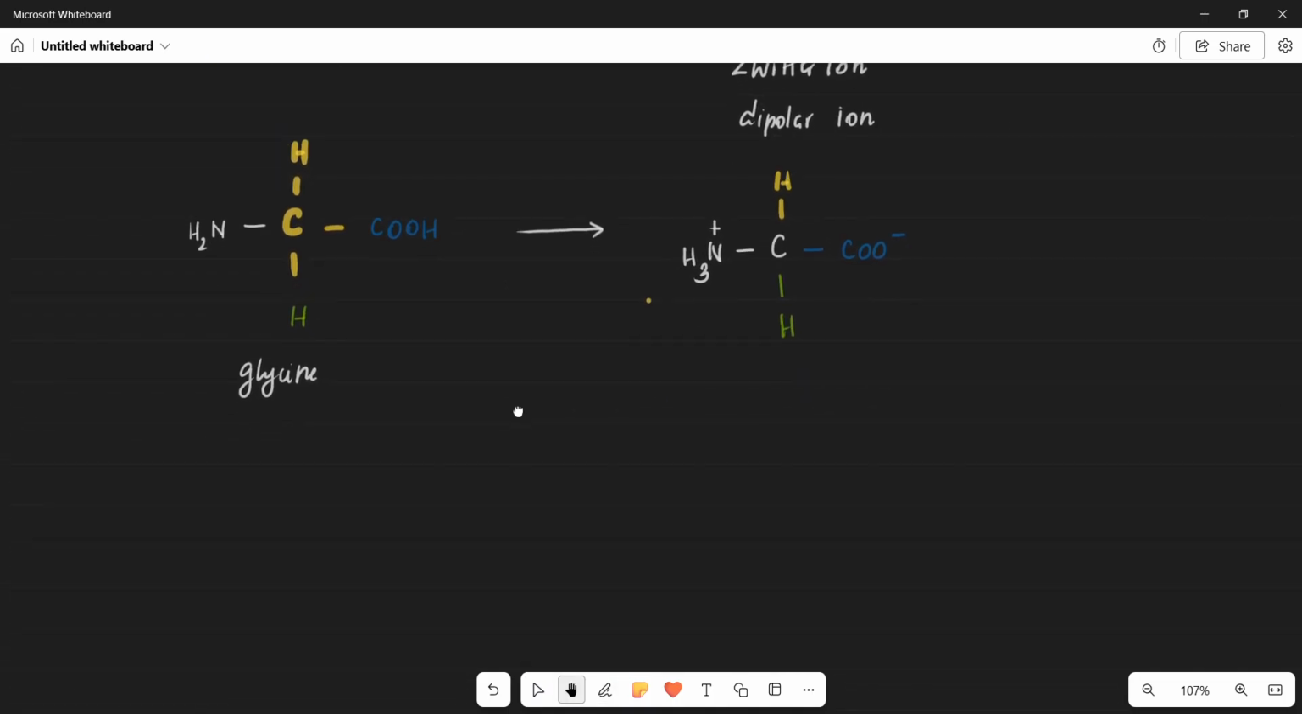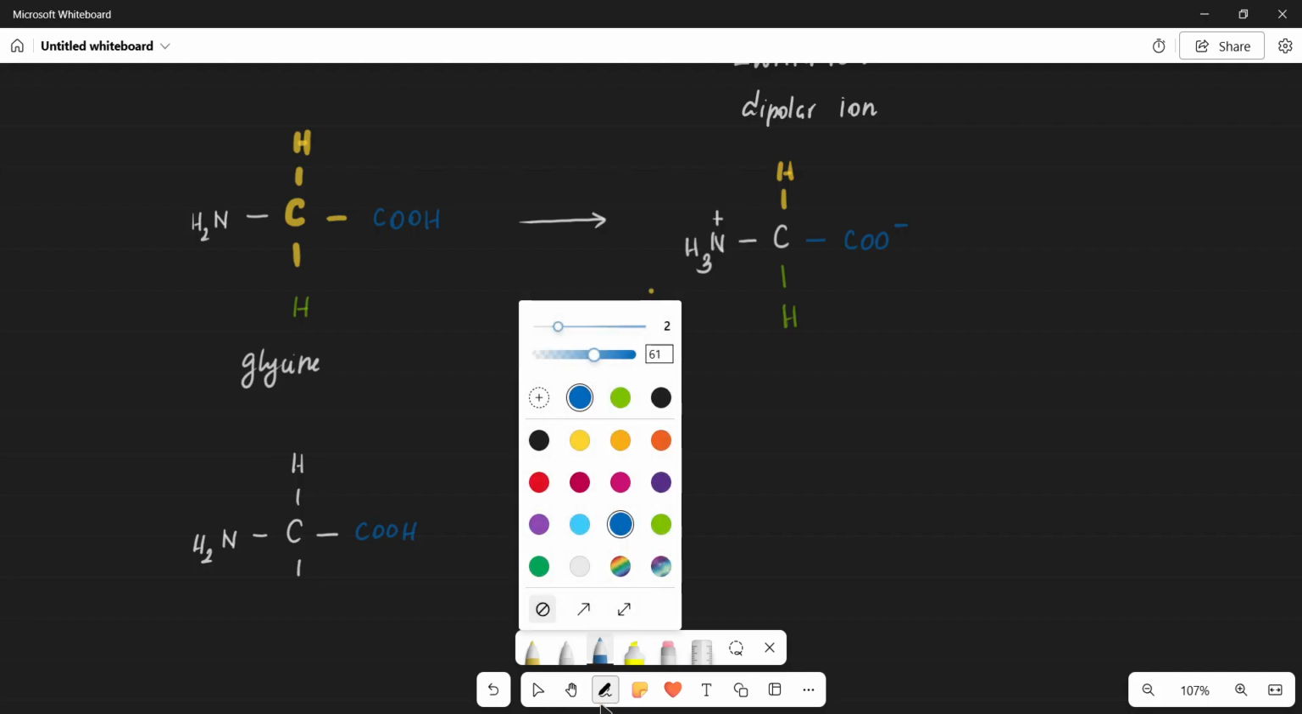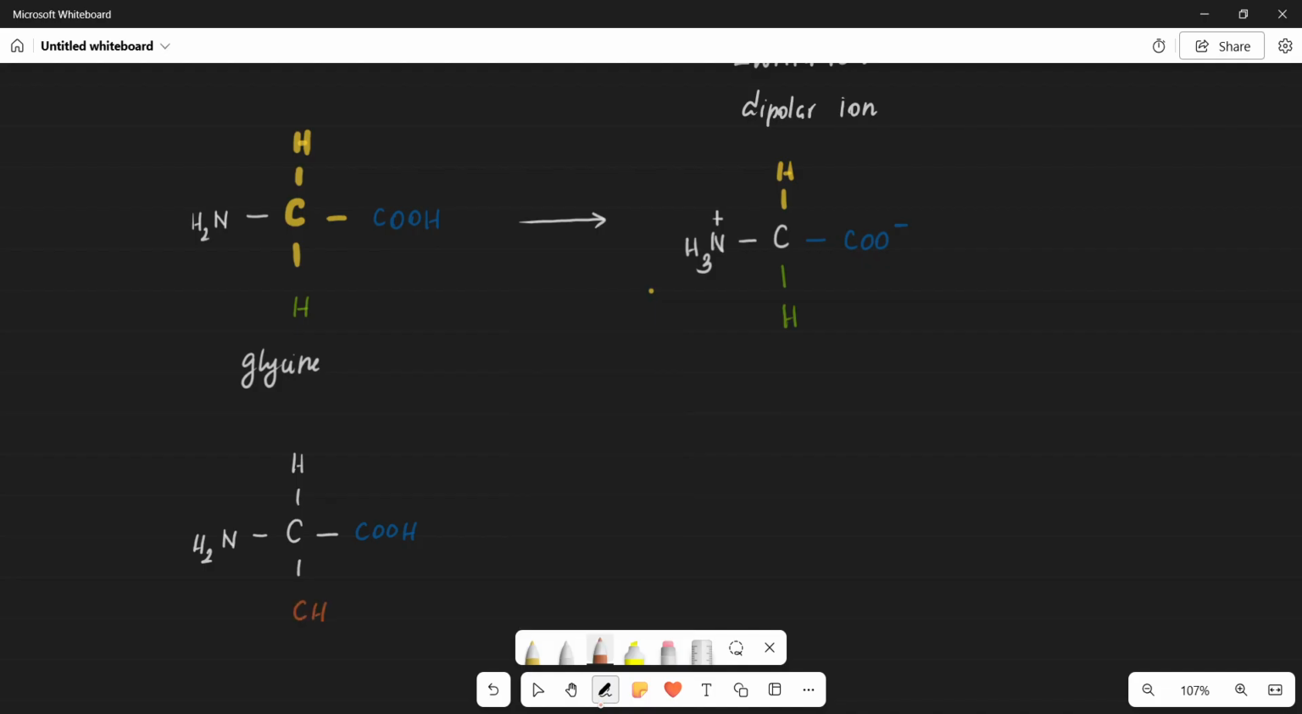I can also write another example. The other example is I have carbon again, I have hydrogen, then I have the other 3 bonds, no? One is as usual COOH, the other one is as usual NH2. Here I am going to use the CH3 group as the R group, CH3. This is basically alanine. This is an amino acid, alanine.